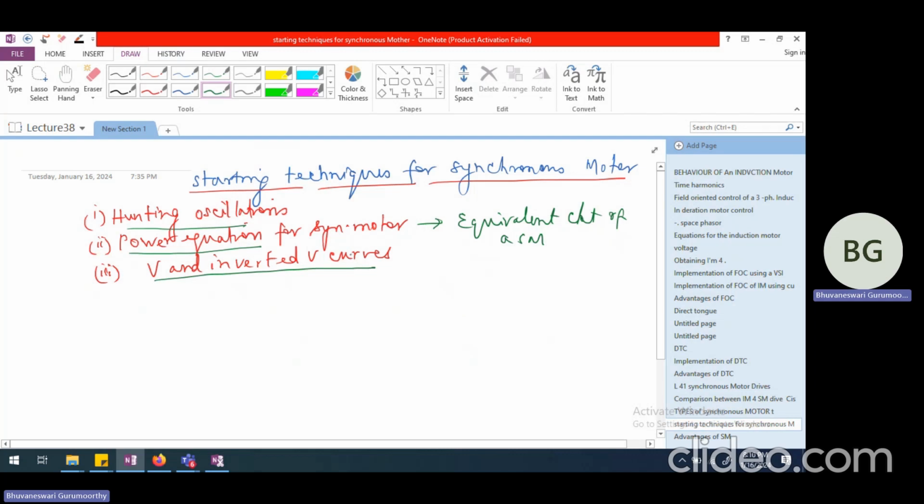And after doing these things, we will formally go into starting methods with variable frequency supply. Then we look at speed control. Then we will look at braking of synchronous motors.